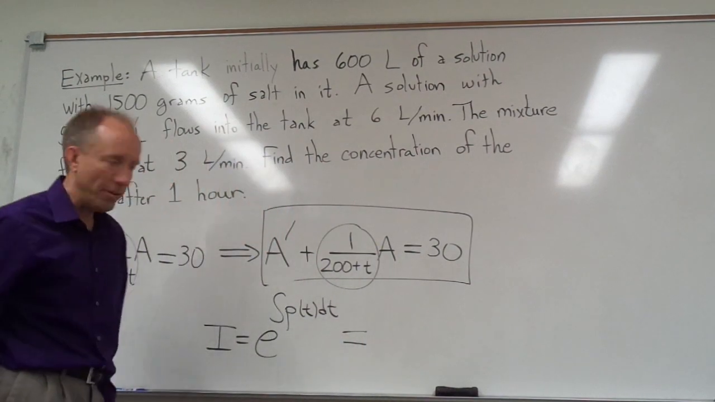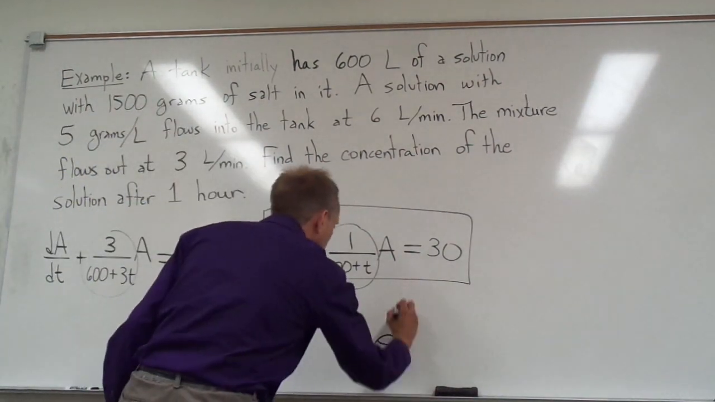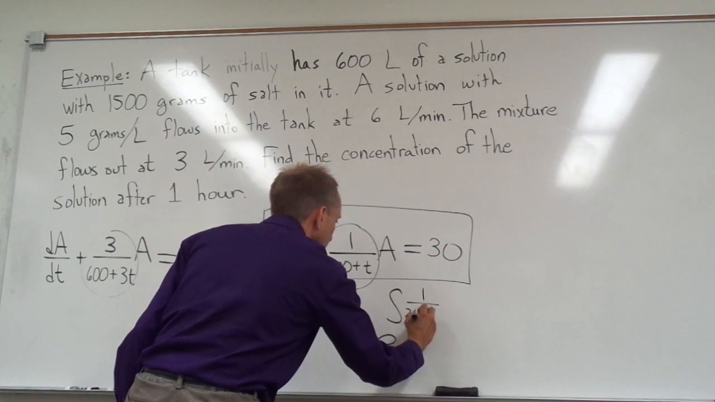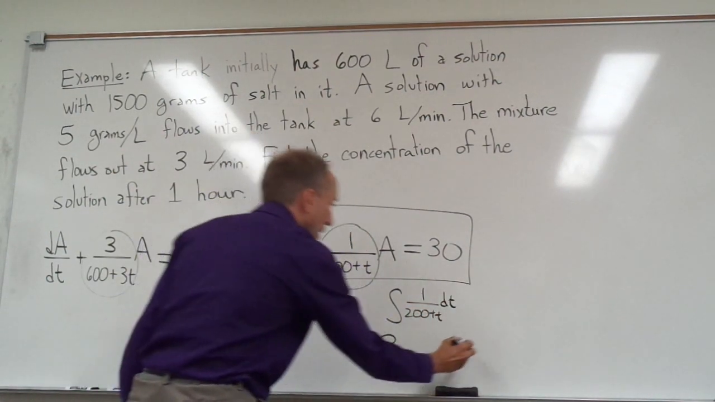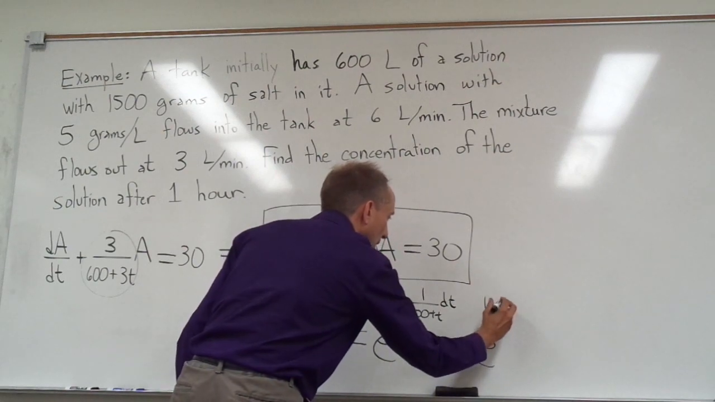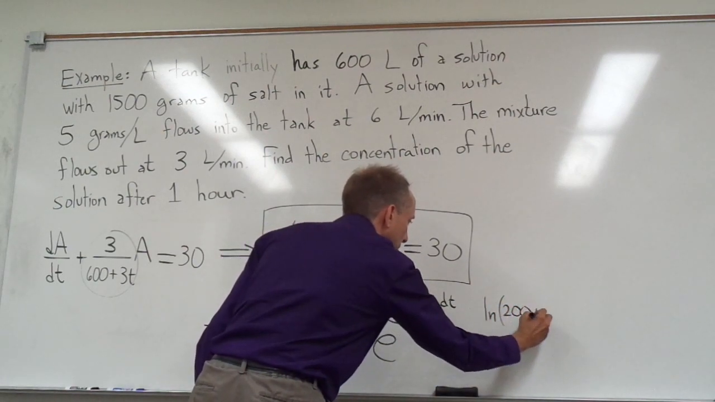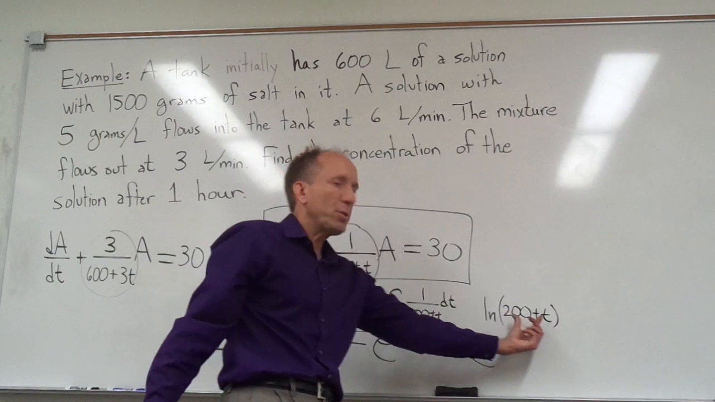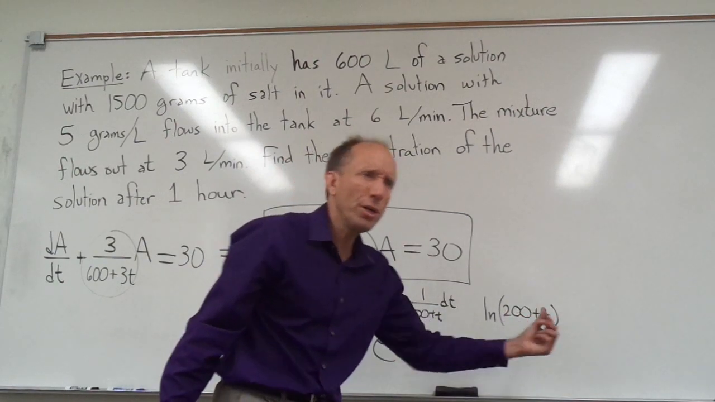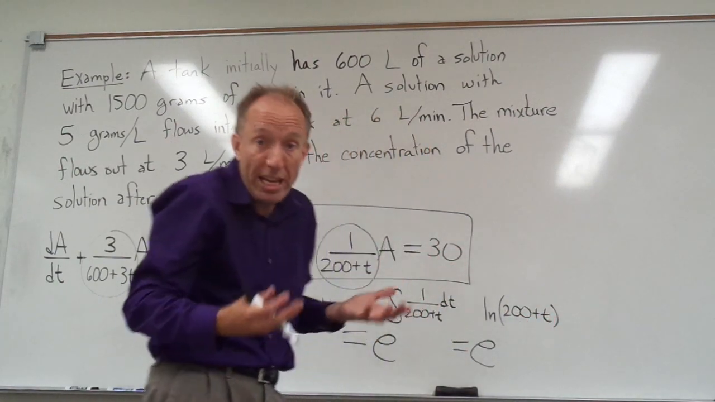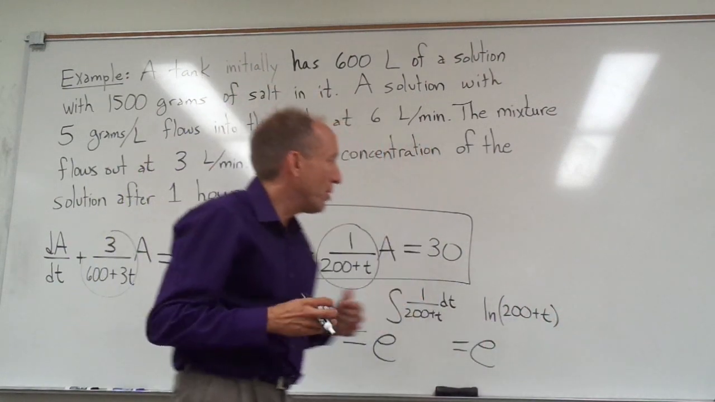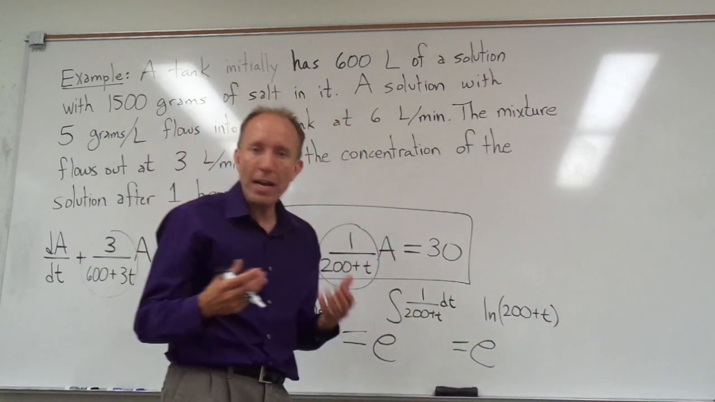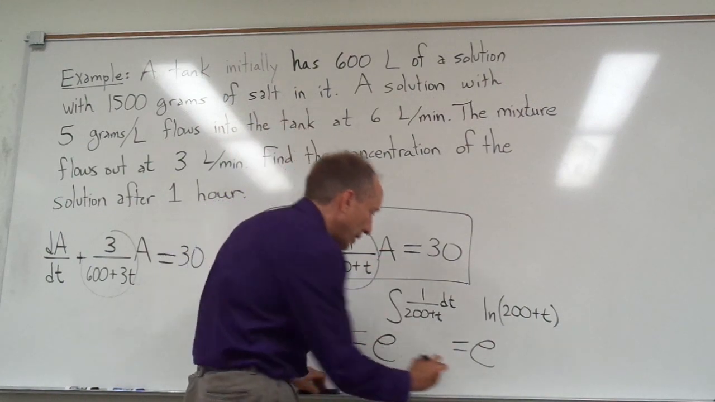If we use t for our variable. Okay? So this is e to the integral of 1 over 200 plus t dt. And that's going to give me e to the ln of 200 plus t. I'm leaving off the absolute value bars because I know that 200 plus t will be positive anyway. And I'm also leaving off the plus c. Remember that when we find integrating factors, we don't have to include a plus c on that.